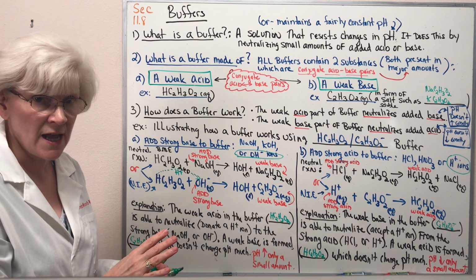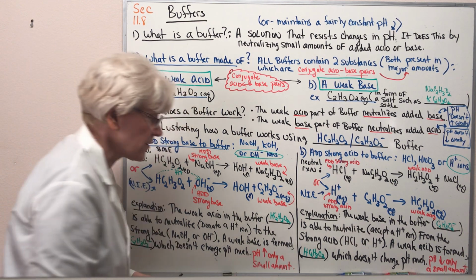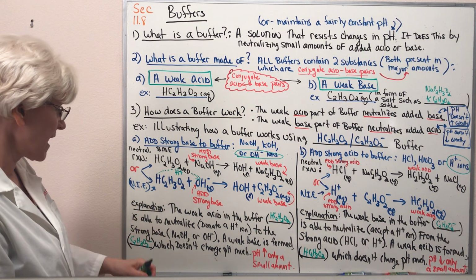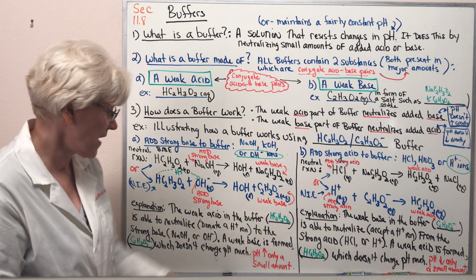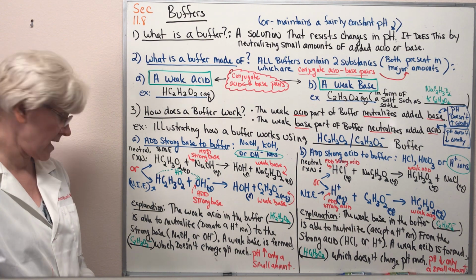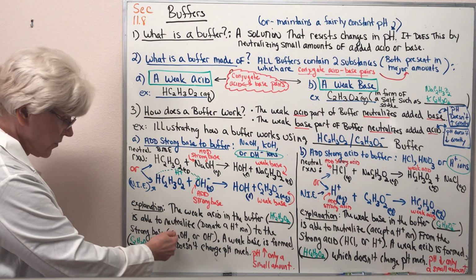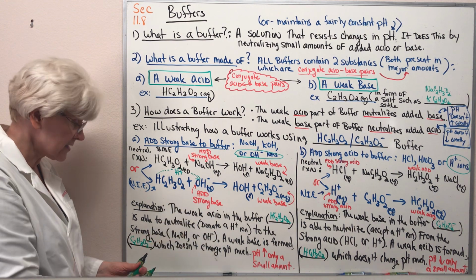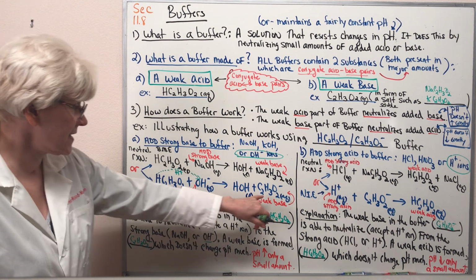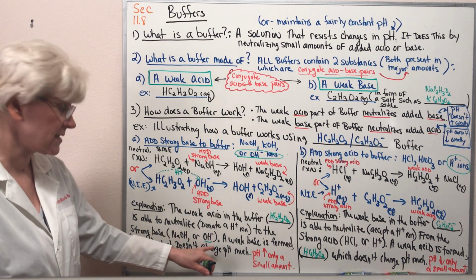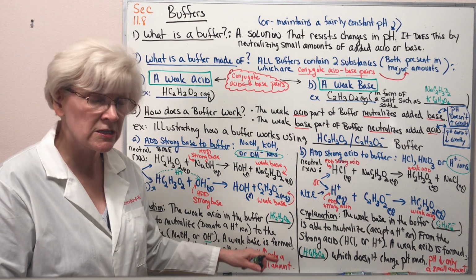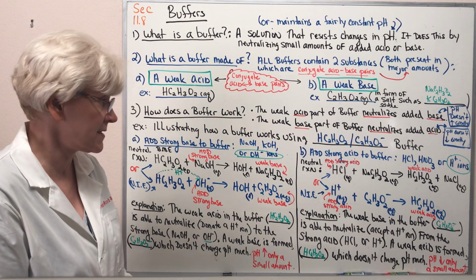The pH does not change much. It would only increase by a small amount, just a small amount. So the explanation: the weak acid in the buffer, acetic acid, is able to neutralize, or donate a hydrogen ion to, the strong base, sodium hydroxide, for example, or specifically hydroxide ion. A weak base is formed, in this instance acetate ion, which doesn't change the pH very much. It would only increase by a very small amount, staying fairly constant.